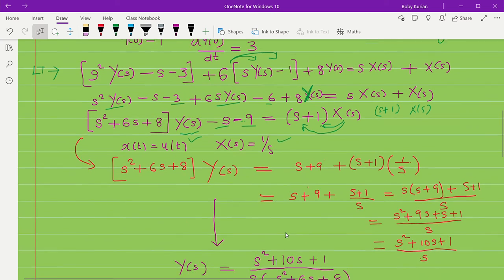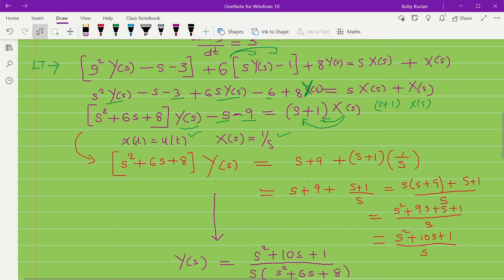So all these things we have to substitute here. On the left hand side, s square plus 6s plus 8 into y of s. These two terms go to the right side, so minus s becomes plus s, minus 9 becomes plus 9. On the right side, s plus 1 into x of s, where x of s equals 1 by s, we substitute. So this term becomes s plus 1 by s. We cross multiply and simplify. So this term is s plus 9 into s plus s plus 1 all divided by s, that is s square plus 9s plus s plus 1, which equals s square plus 10s plus 1 by s.